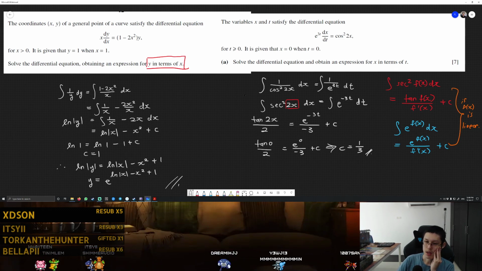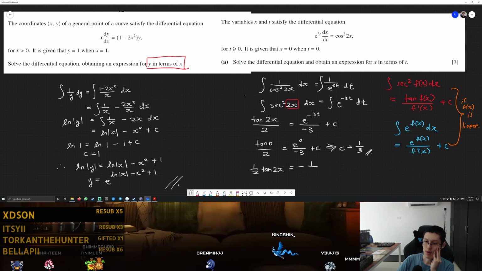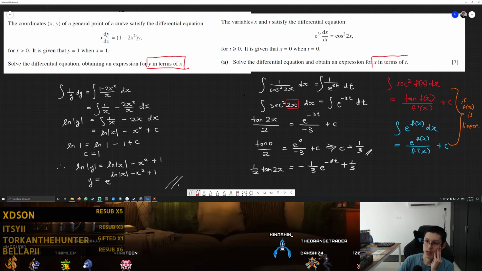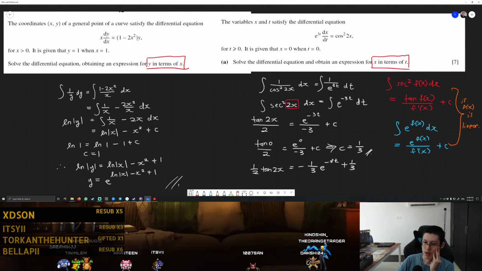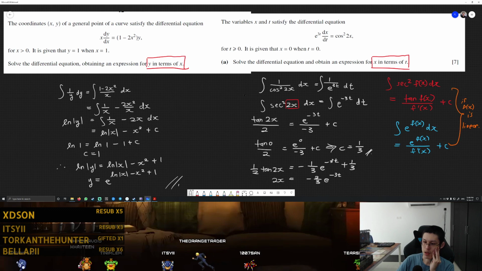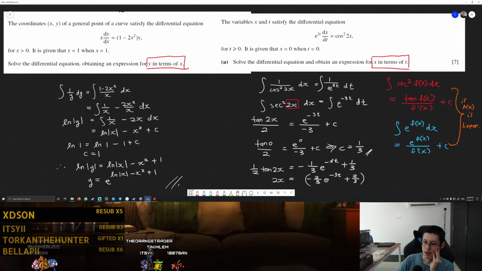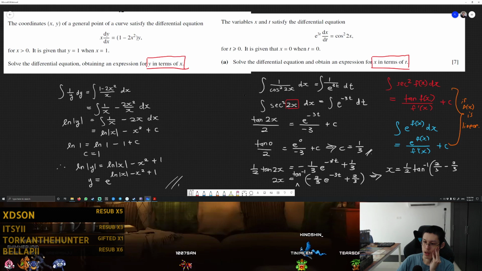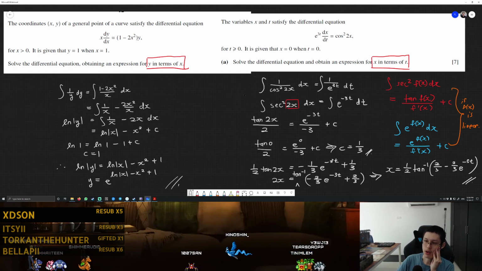Okay, and then we're going to chuck that back into our original equation here. So we have half tangent 2x equals negative 1 over 3 e to the negative 3t plus 1 over 3. Remember, the question wants you to write x in terms of t, which means you have to make x the subject. So I'm going to multiply everything by 2 and then move the tangent over. So we have negative 2 over 3 e to the negative 3t plus 2 over 3, and then the whole thing, there's an arctangent here. Okay, and then x is going to equal 1 over 2 arctangent of 2 over 3 minus 2 over 3 e to the negative 3t. And there you go, done.